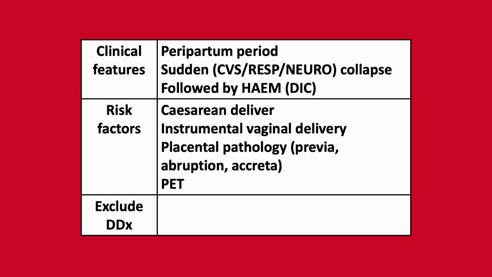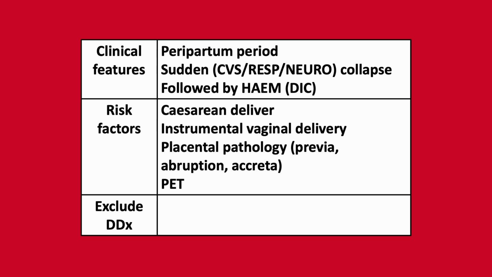Diagnosis with reference to clinical features. Most commonly occurs during the peripartum period, leading to sudden collapse of the cardiovascular, respiratory and neurological systems. Cardiovascular, this can result in tachycardia, arrhythmias, hypotension and collapse. Respiratory, tachypnea, hypoxia. And neurological, which could be mild dizziness all the way to seizures and low conscious level, followed by DIC. This could be micro or macrovascular thrombosis in addition to bleeding.